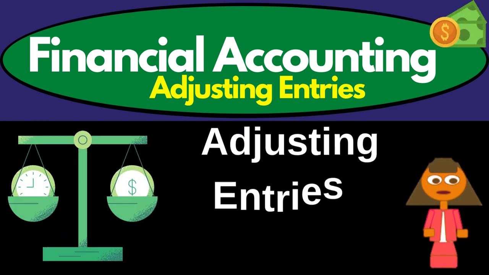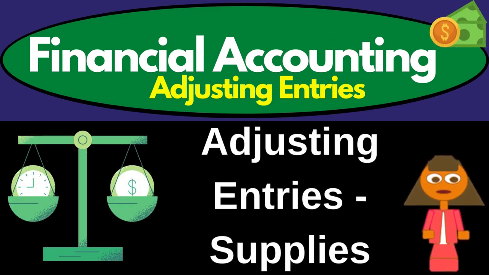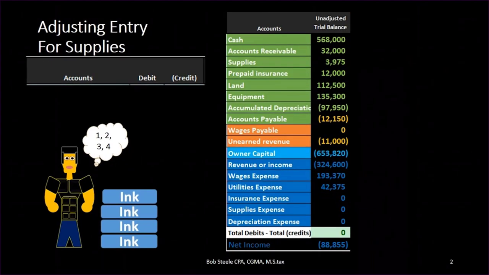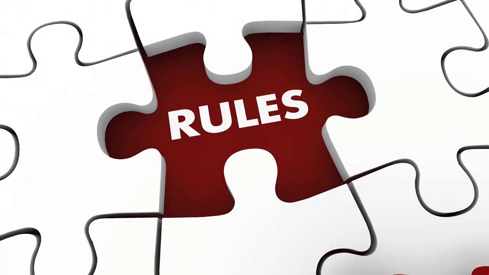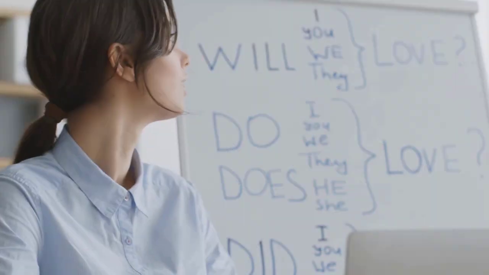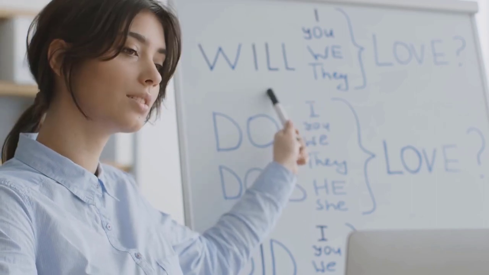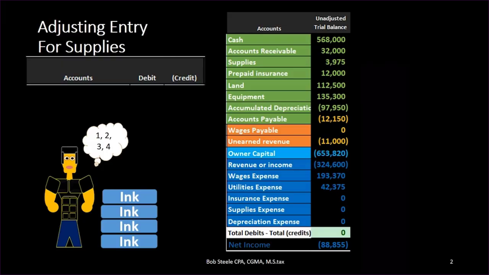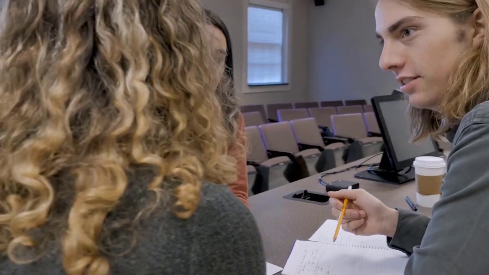Hello, in this lecture, we're going to record an adjusting entry related to supplies. Remember that adjusting entries are going to have their own set of rules. You want to keep them separate in your head. They are still journal entries and they follow the journal entry rules. But if we know that we are dealing with adjusting entries, we can apply an additional set of rules to help us to understand what the journal entry will be.